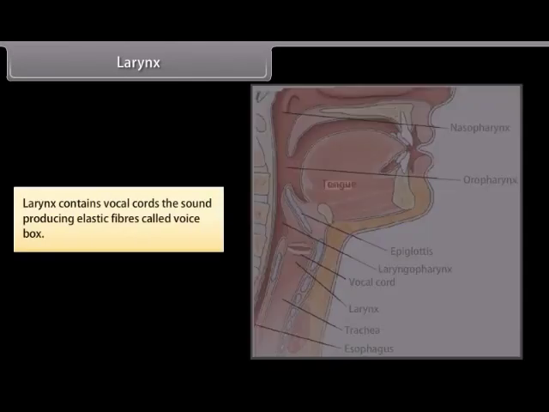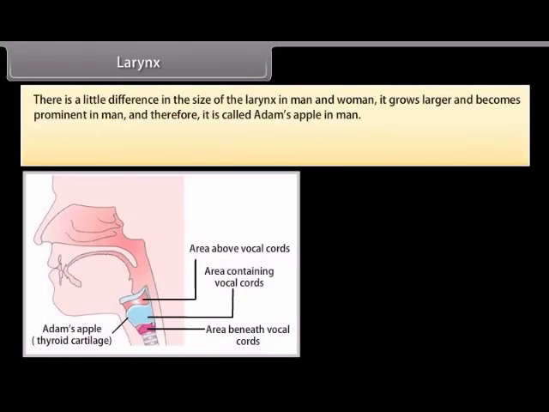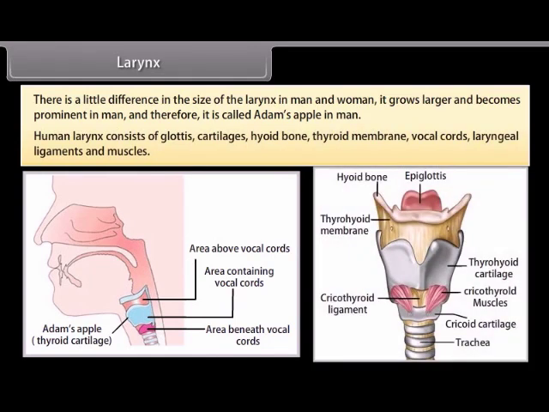Larynx. Larynx contains vocal cords, the sound-producing elastic fibers called voice box. There is a little difference in the size of the larynx in man and woman. It grows larger and becomes prominent in man, and therefore it is called Adam's apple in man. Human larynx consists of glottis, cartilages, hyoid bone, thyroid membrane, vocal cords, laryngeal ligaments and muscles.